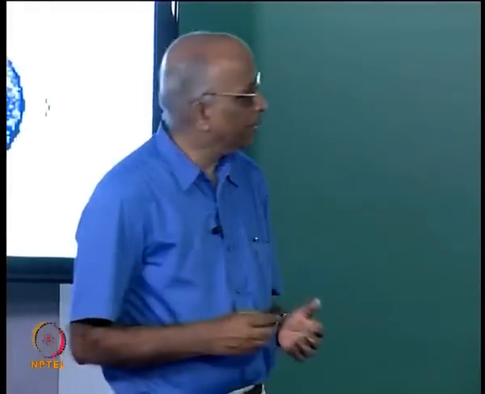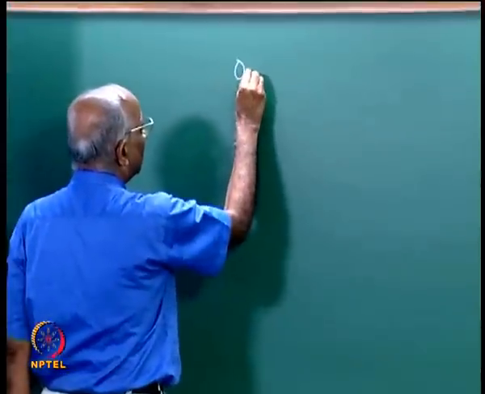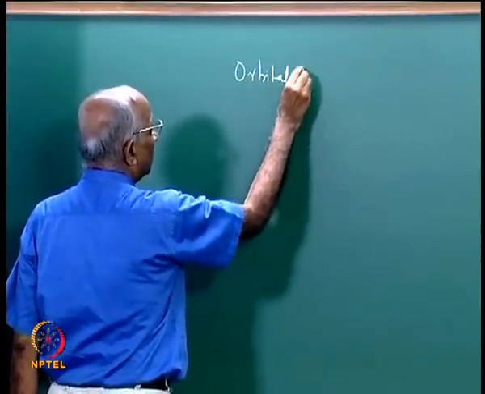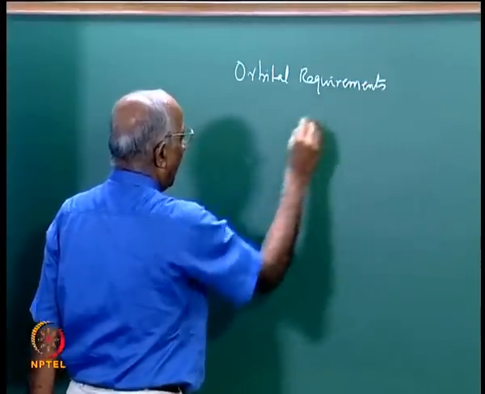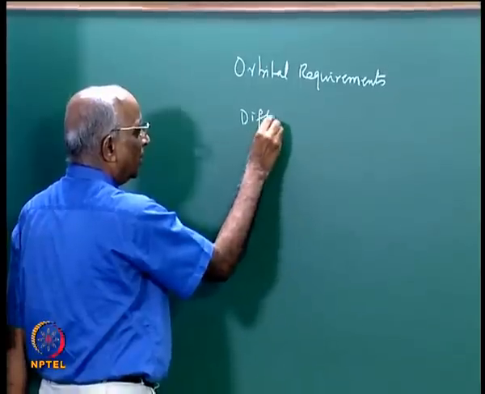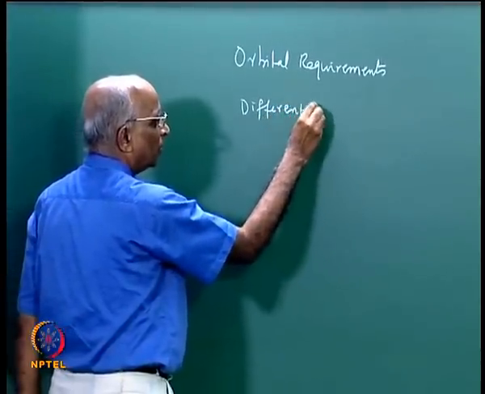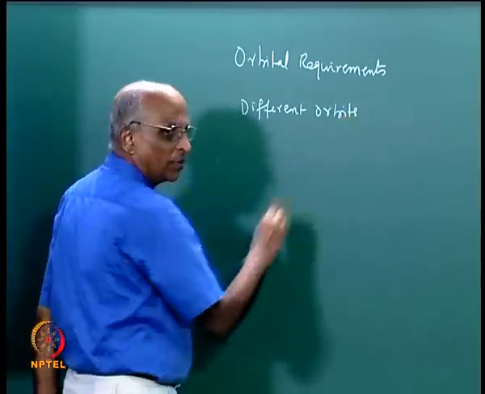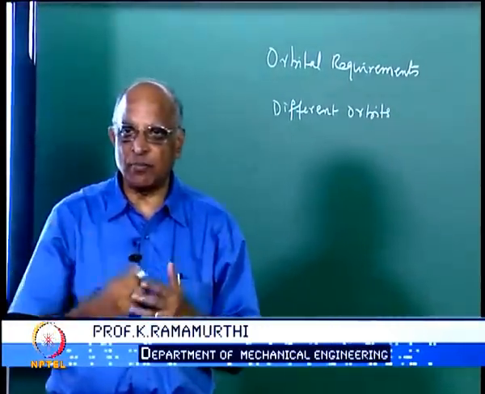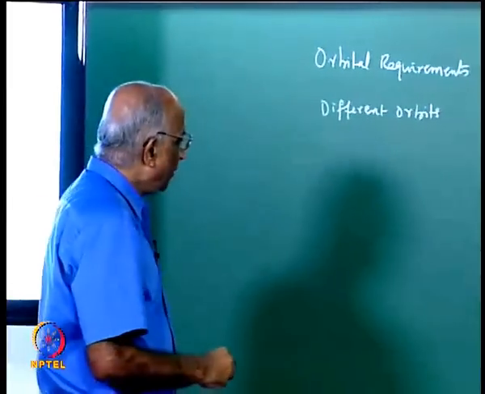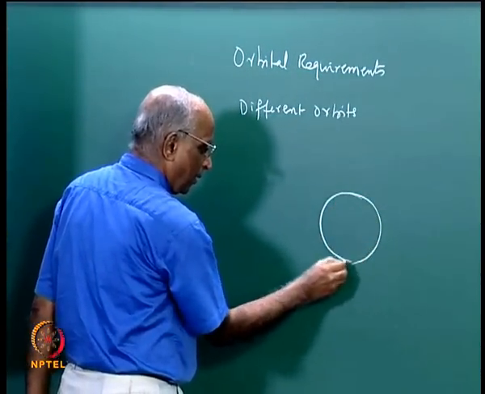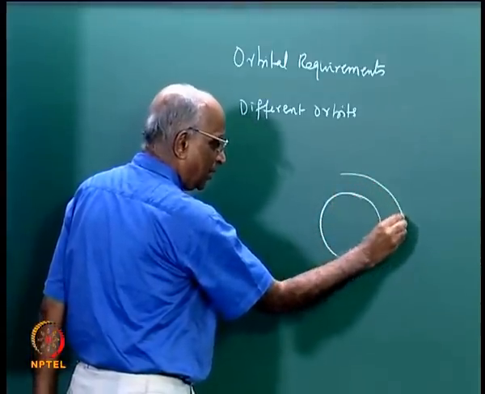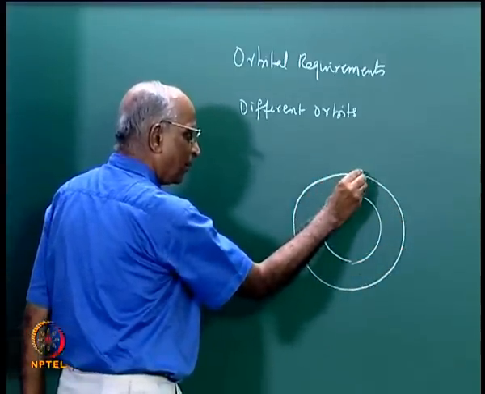Good morning. In today's class, we will be looking at the orbital requirements and also examine the different orbits. To be able to do this, let us just briefly recap where we were in the last class. We told ourselves, you have the earth as it were, and you have something going round the earth, an object going round the earth.